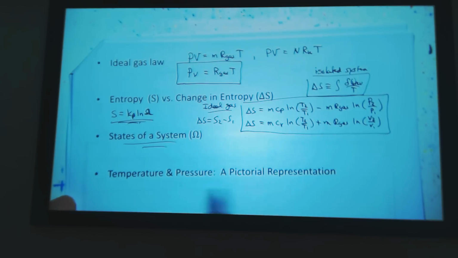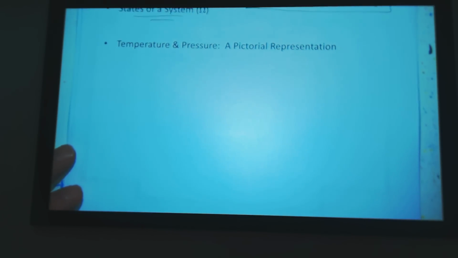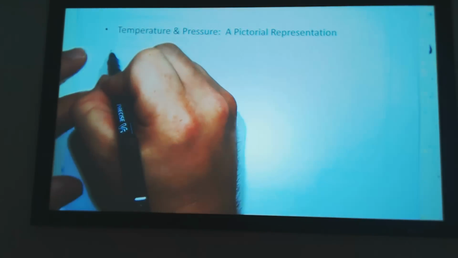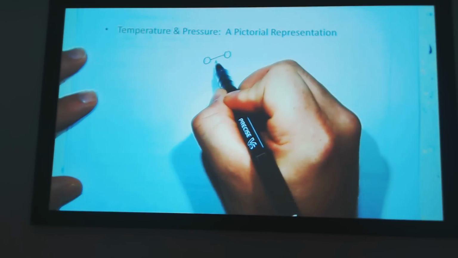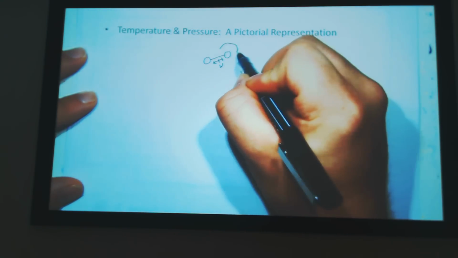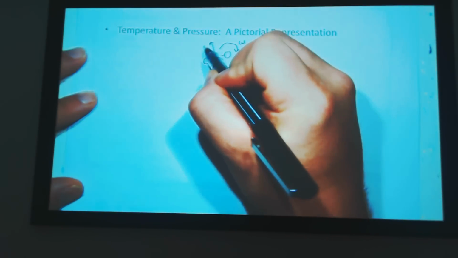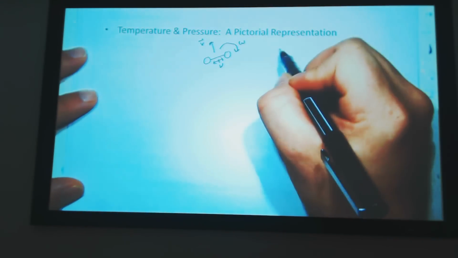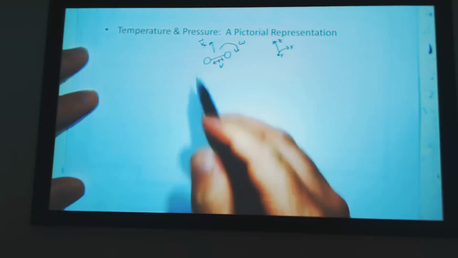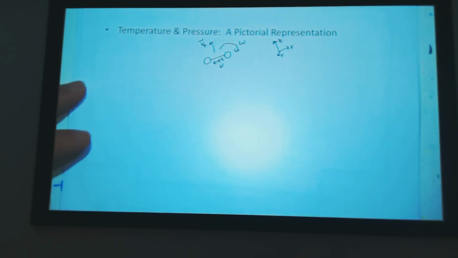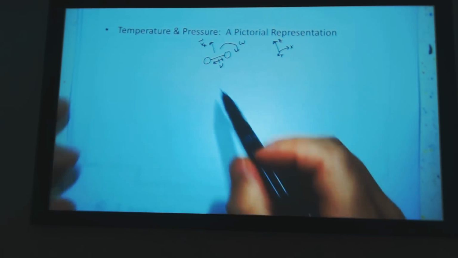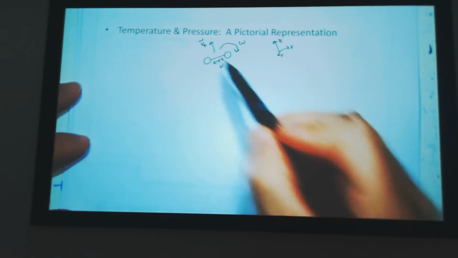So what I want to do is give you another pictorial representation of what temperature and pressure is. We'll go back to the ideal gas, and let's take a diatomic molecule. It can vibrate this way, and it can rotate, and it has velocities in different directions. So let's just say that this is z, x, and y. So I have velocities or translation in different directions. My molecule can vibrate, and it can rotate. And with this, I can say something about the state of the system.